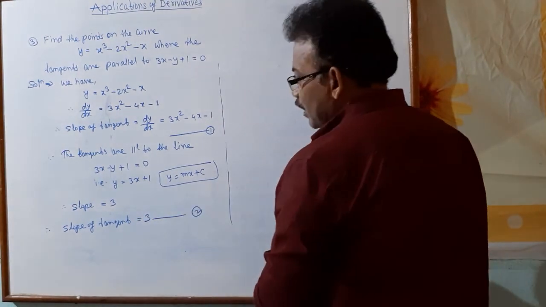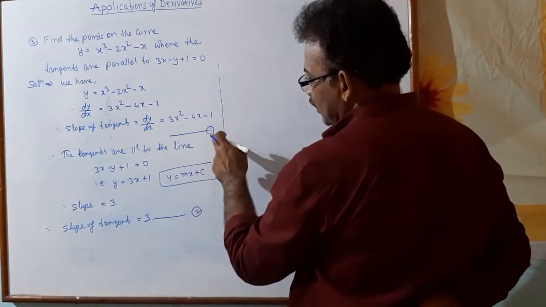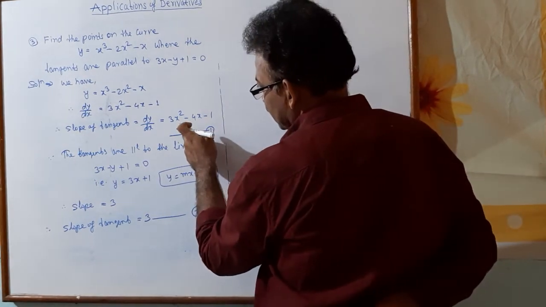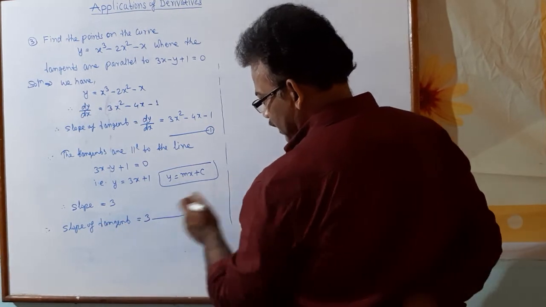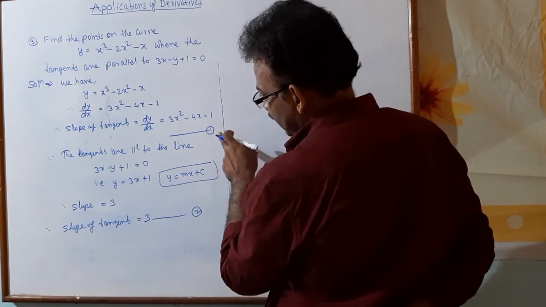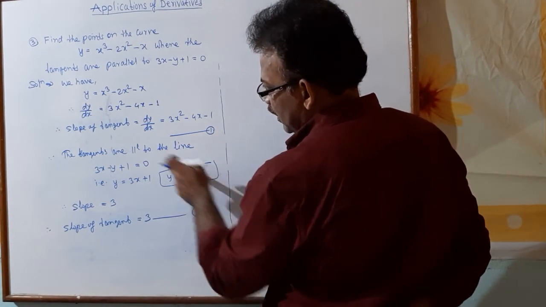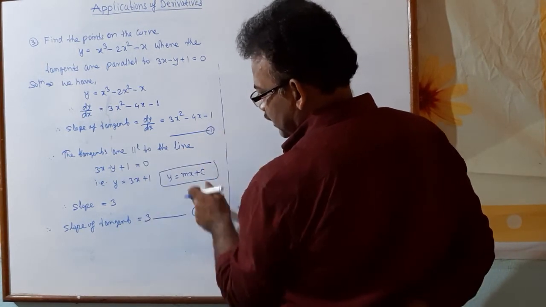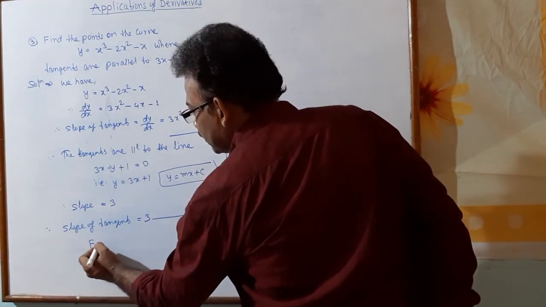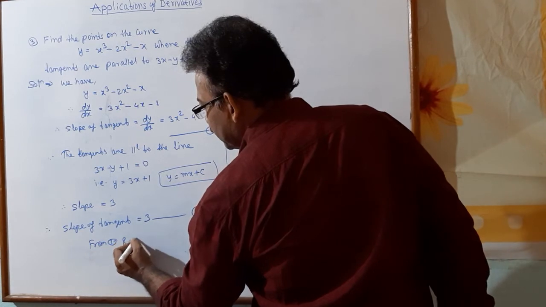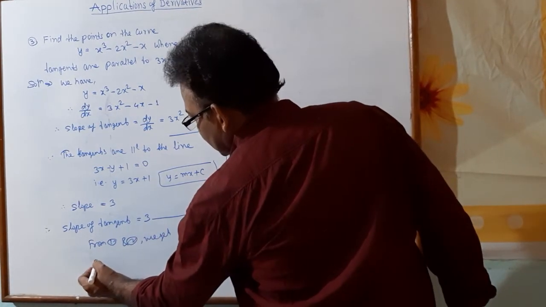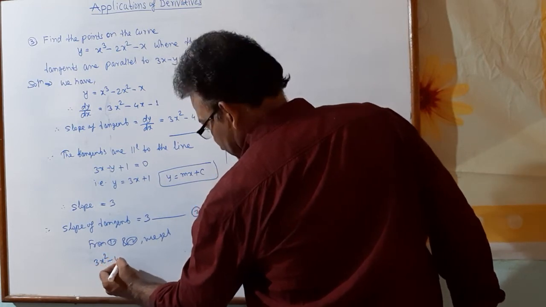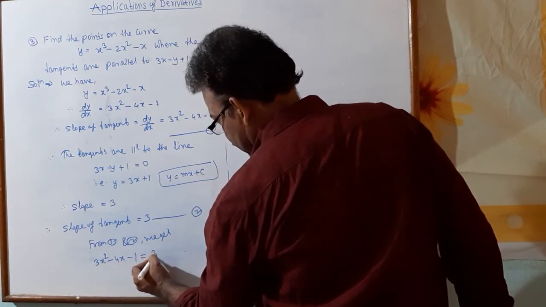Equation 2. Already we have found the slope of tangent from the curve in equation 1, that is 3x square minus 4x minus 1. And this is given slope of tangent 3. So you can equate equation 1 and 2. From 1 and 2, the left side is the same, so you can equate the right side. So from 1 and 2 we get 3x square minus 4x minus 1 equal to 3.